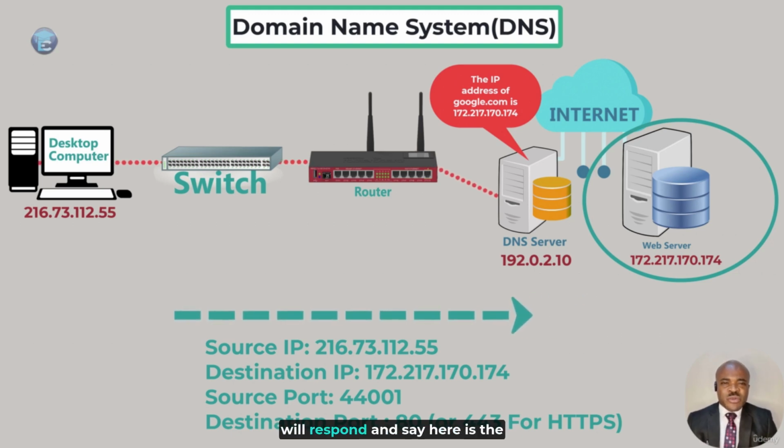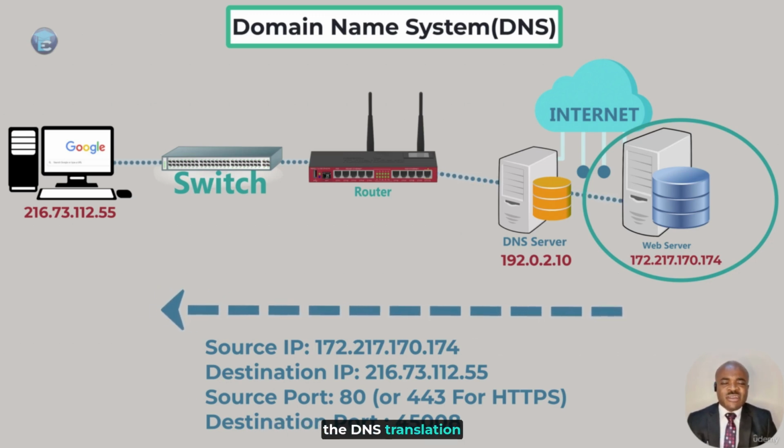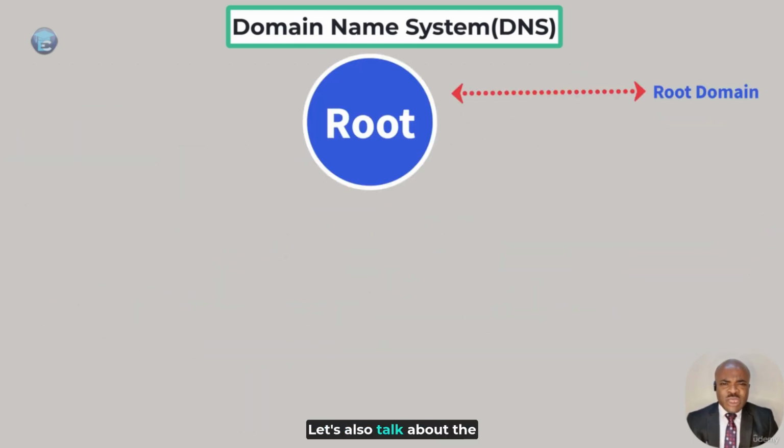The web server will respond and say, here is the web page that you requested. So the desktop computer, only knowing the domain name, was able to reach the server thanks to the DNS translation that happened. These domain names are what we call an FQDN, or fully qualified domain name. This could be a normal website that we're trying to reach. It could be an FTP site. Lots of options here.